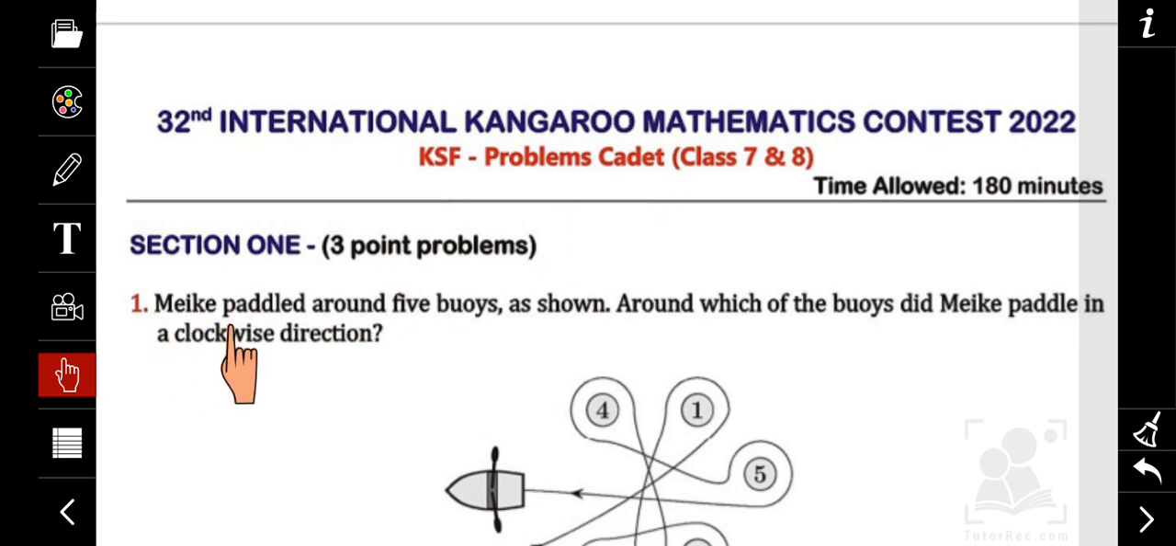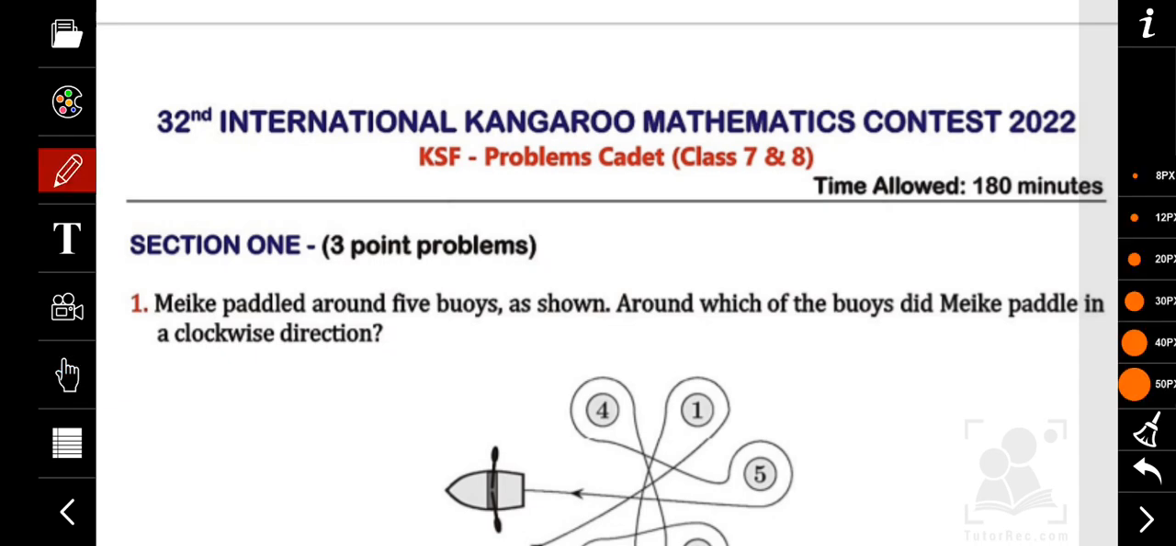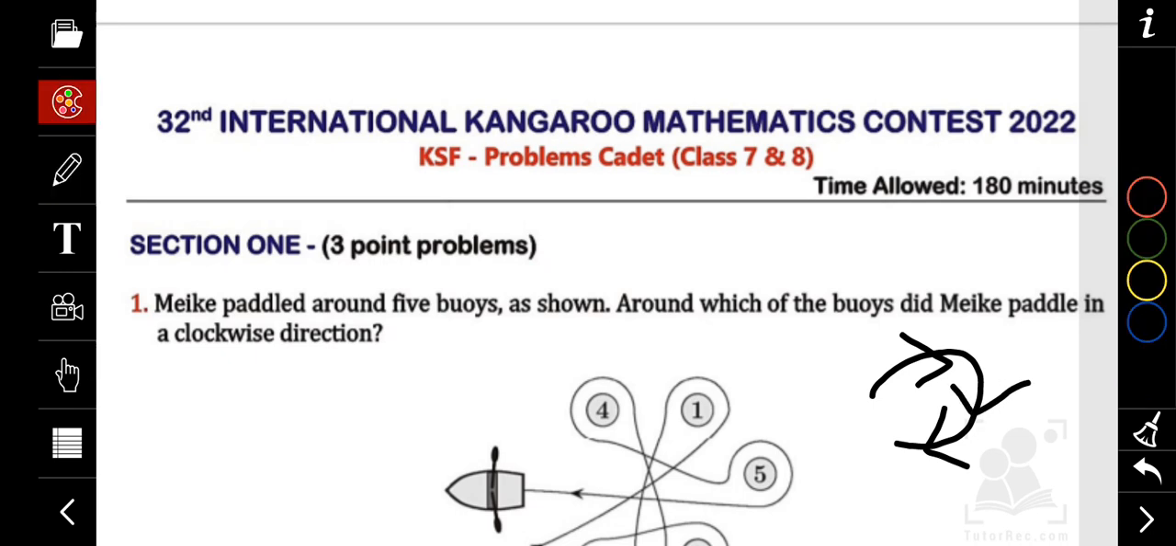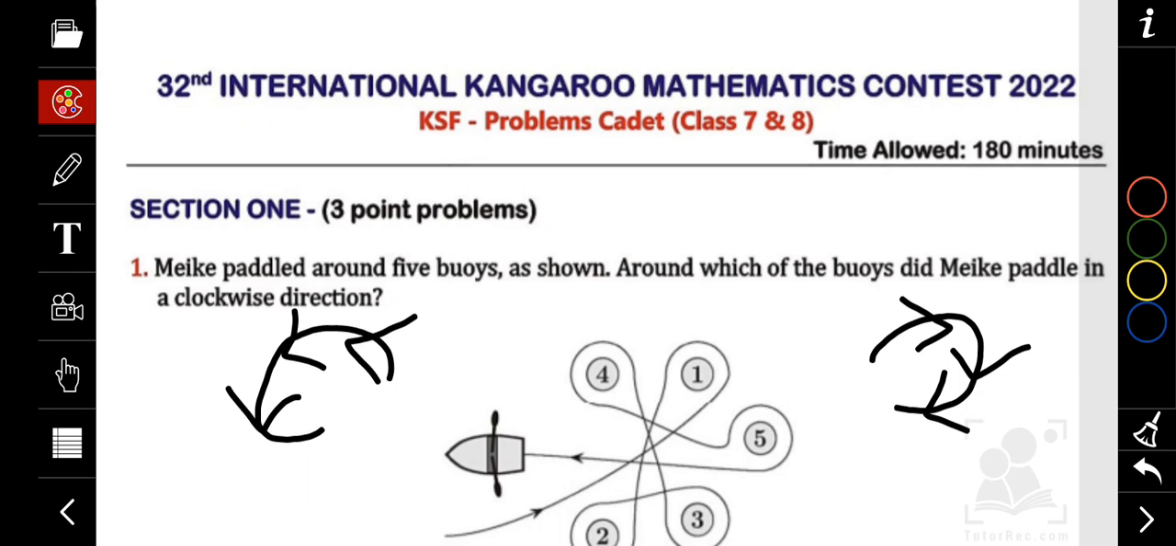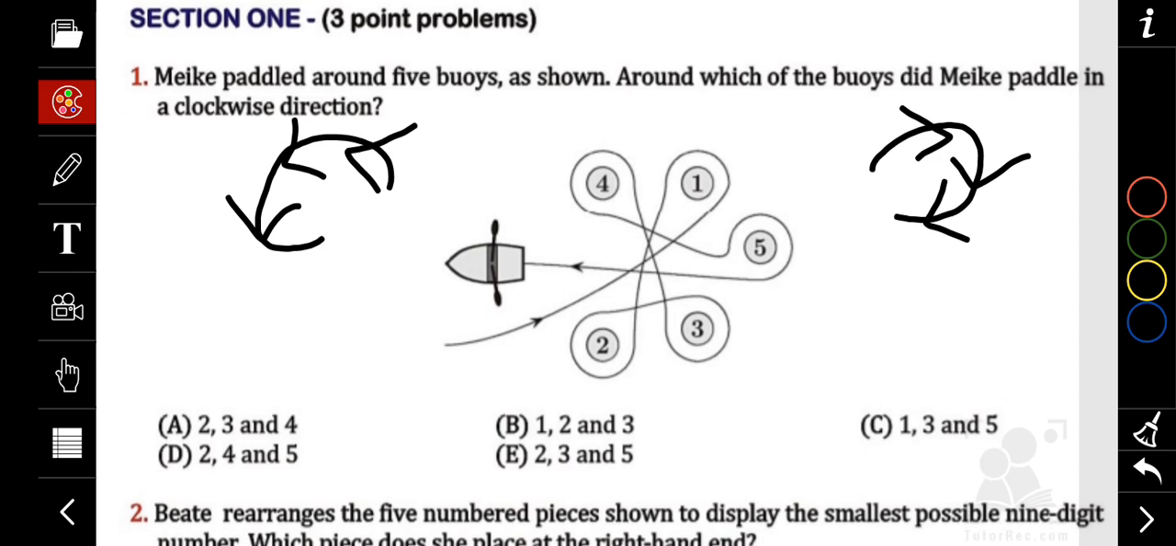Question number 1. Mike pedaled around 5 buoys as shown. Around which of the buoys did Mike pedal in a clockwise direction? Let's understand the question. This is the clockwise direction in which the clock ticks, and the other way around, this is the anti-clockwise direction, which is also known as the counterclockwise direction. So we need to see around which of the buoys did he pedal in the clockwise direction. Okay, let's see.